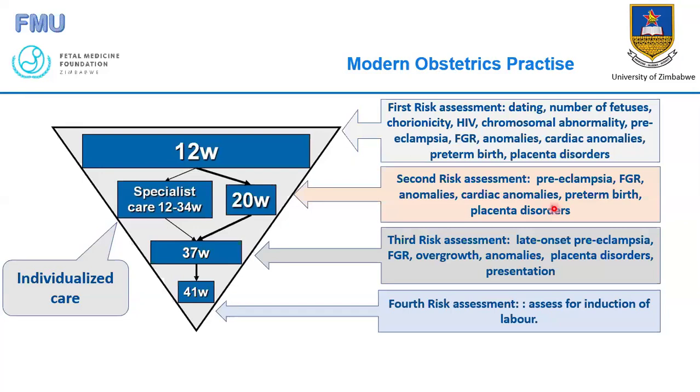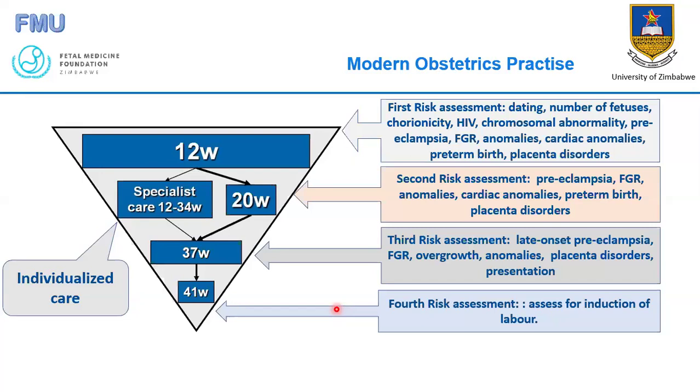And when they come for the fourth risk assessment, that is at 41 weeks, those who go beyond, they should now be assessed for what you call pre-induction assessment. Pre-induction assessment, we are saying, is the baby ready for natural birth? The placenta has to be assessed for proper function. The baby has to be assessed for proper size, whether it is the right size to come out. So this is what we mean by turning the pyramid of care.